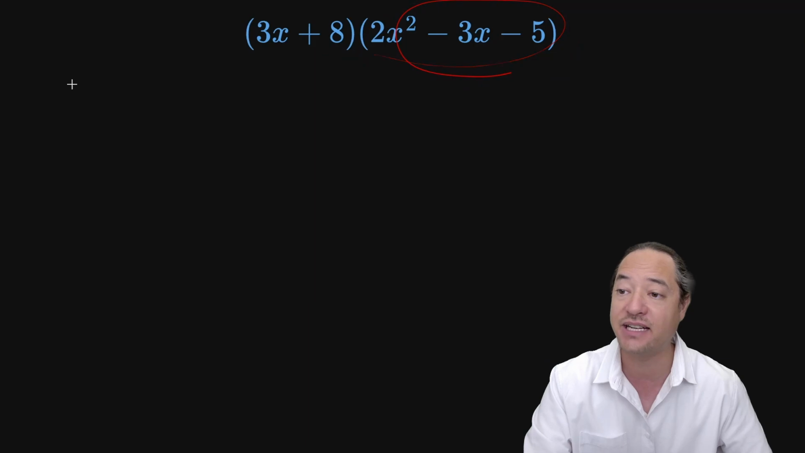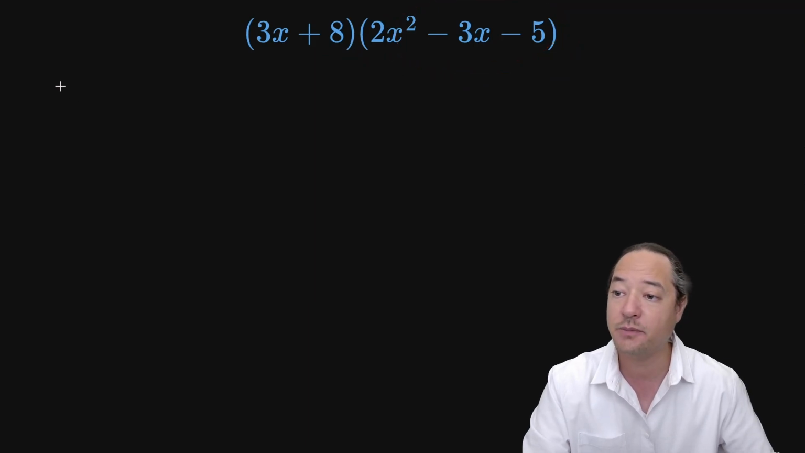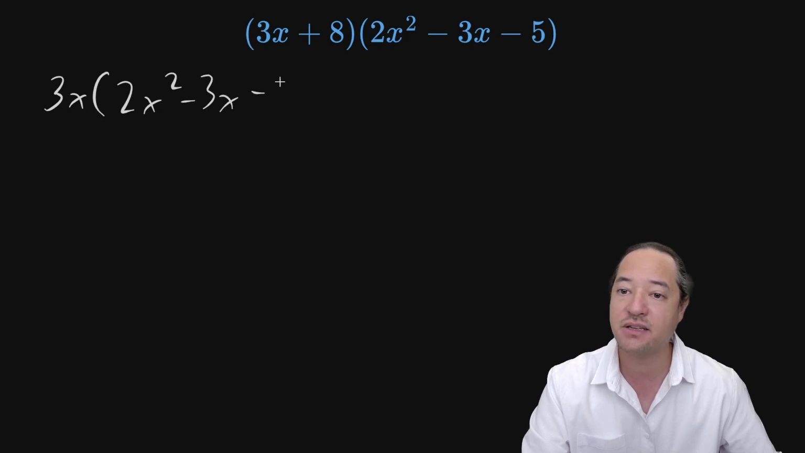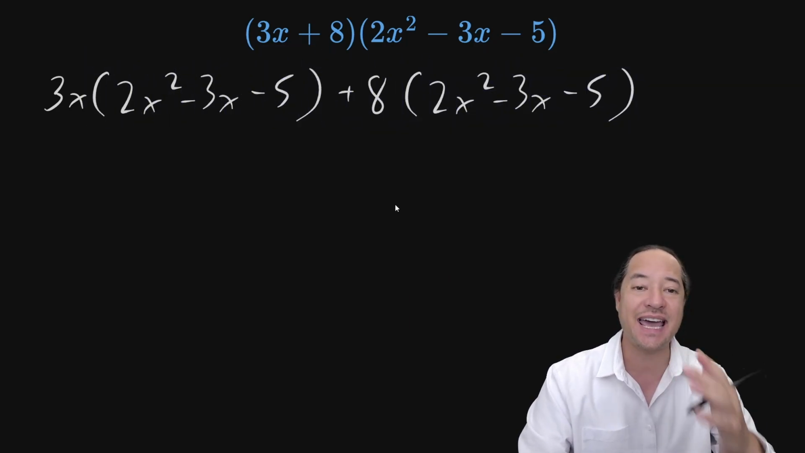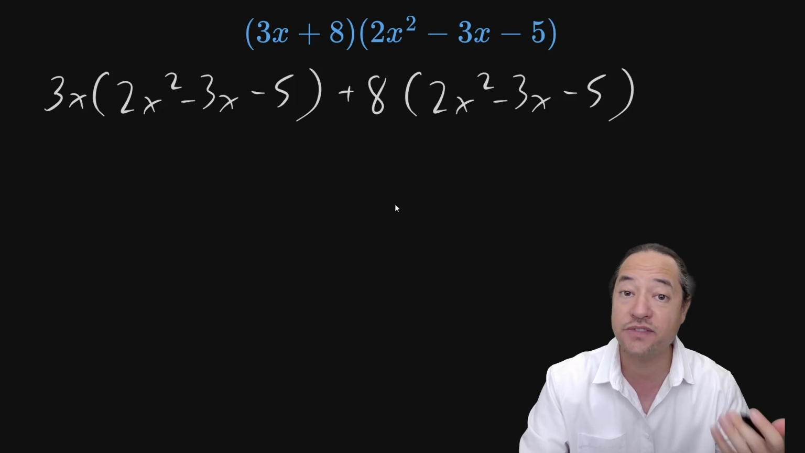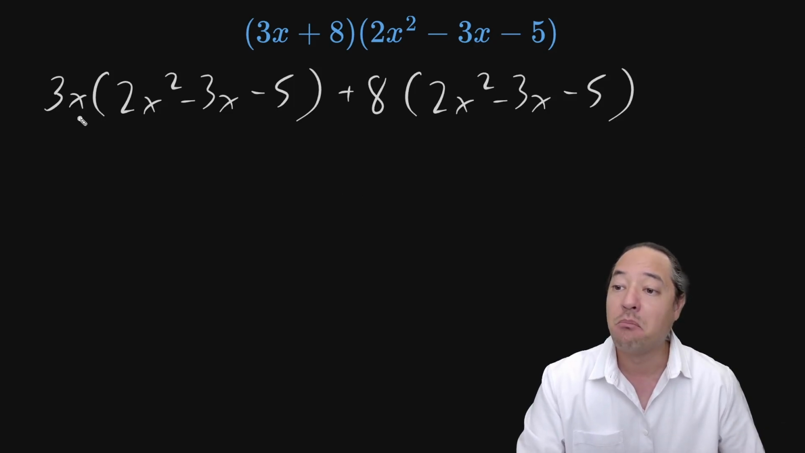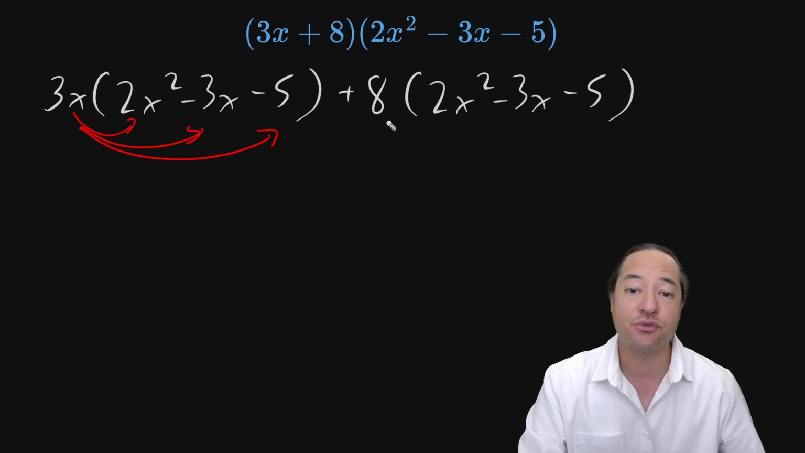So let's do that, right? So we're going to have a 3x times 2x squared minus 3x minus 5, plus 8 times all of that. And that's how we're going to break this down. Now, once we've done this, this is just a monomial multiplied by a trinomial. So I can just distribute that 3x in. I can just distribute that 8 in.